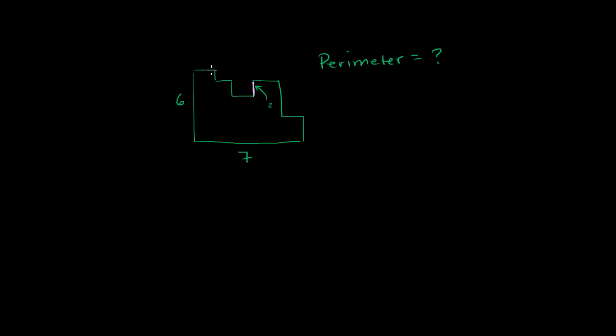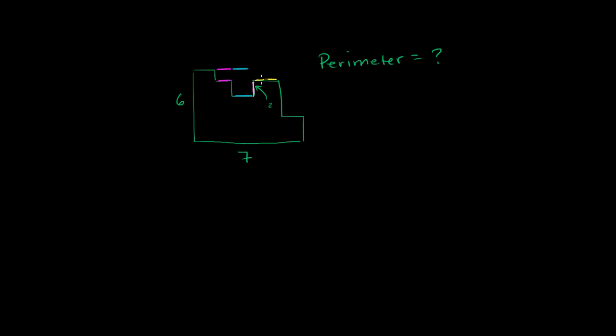But how do we figure out the perimeter if we don't know these little distances here? And the secret here is to shift the sides, because all we want to care about is the sum of the sides. So what I'm going to do is a little exercise in shifting the sides. So this side right over here, I'm going to shift it and put it right up there. Then this length right over here, I'm going to shift it and put it right over there.